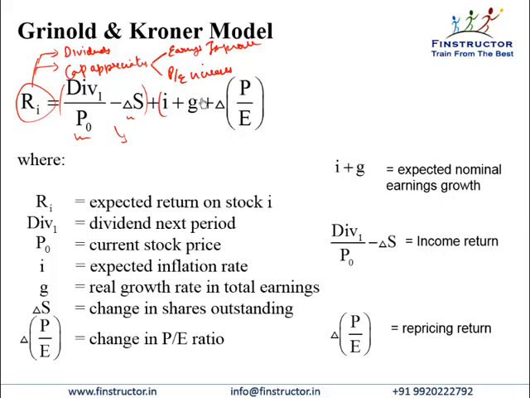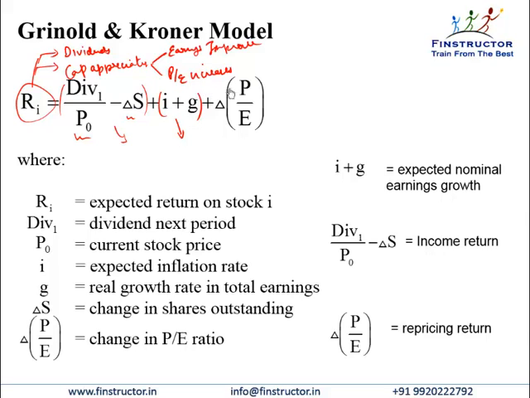I plus G, that is the second term, represents nominal earnings growth or earnings growth. I is the inflation and G is the real growth rate in the economy. So for an average company in this economy, prices of goods and prices of raw materials would have gone up to the extent of inflation. Hence, earnings would have gone up to the extent of inflation, plus whatever is the real growth or the volume growth in production and sales. So there will be a dividend yield and there will be an earnings growth.